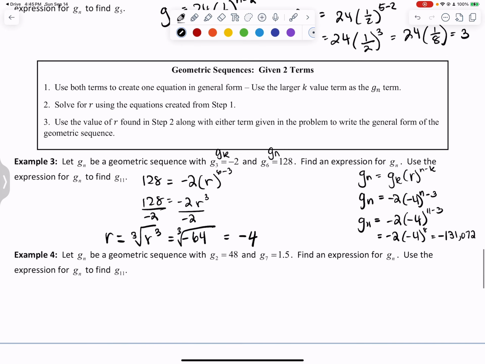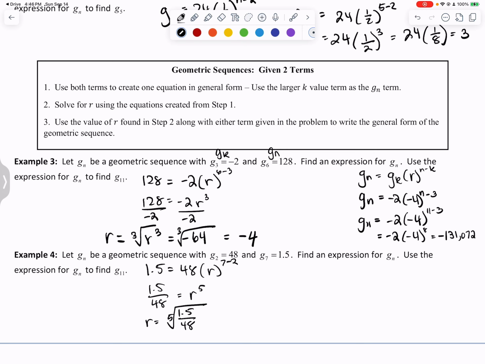All right. Now that you've seen one, definitely, if you weren't able to figure it out earlier, pause and try this second one now that you have an example to go off of, and then come back and see if it's right. So if I need to find my r, I'm going to set up my equation. 1.5 equals 48 times r to the 7 minus 2. So I'm looking at 1.5 over 48 equals r to the 5th. So r will be the 5th root of 1.5 over 48.